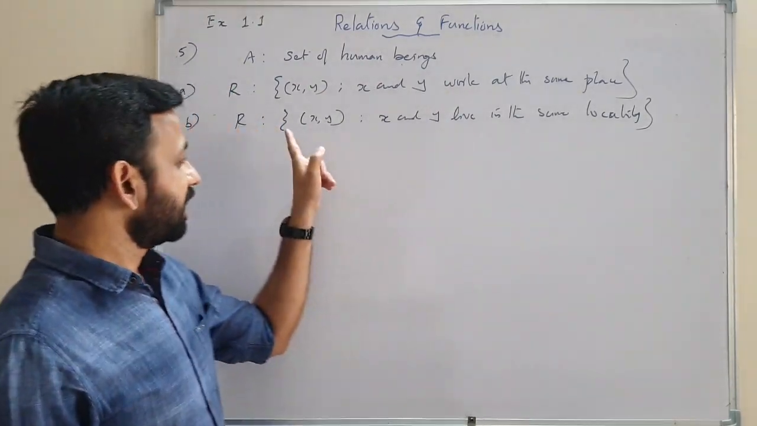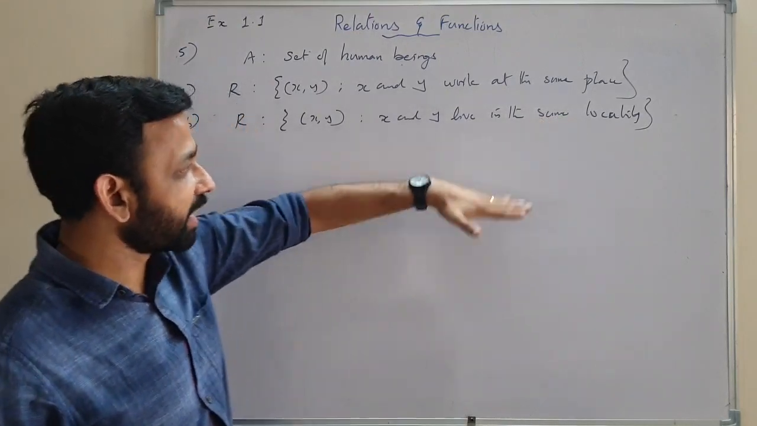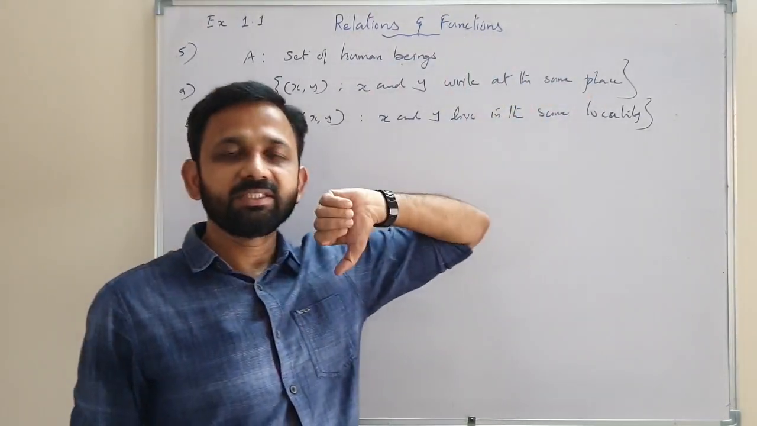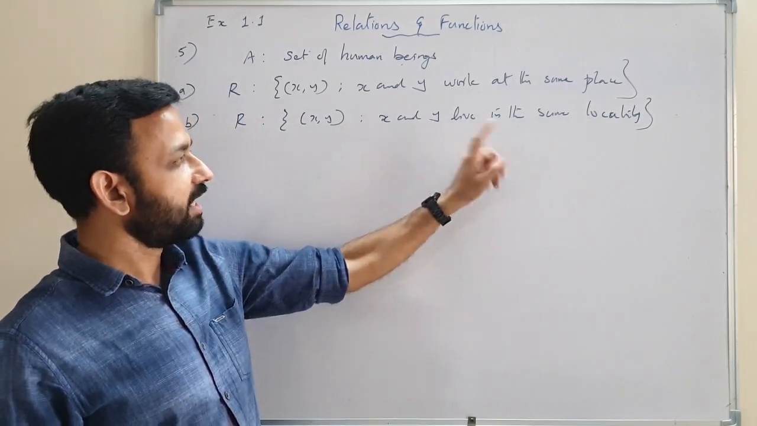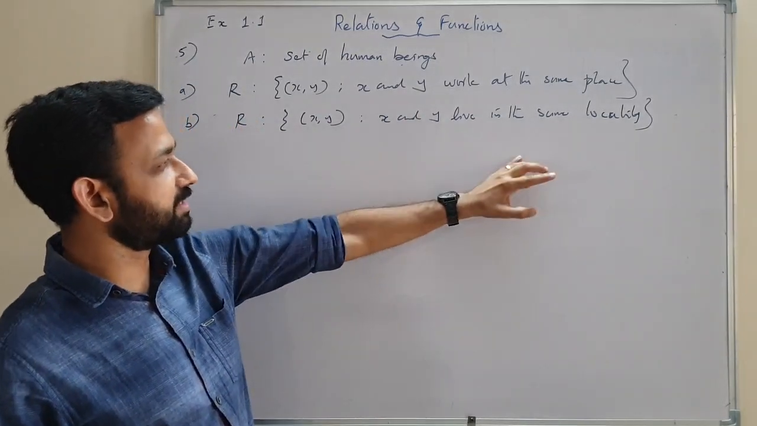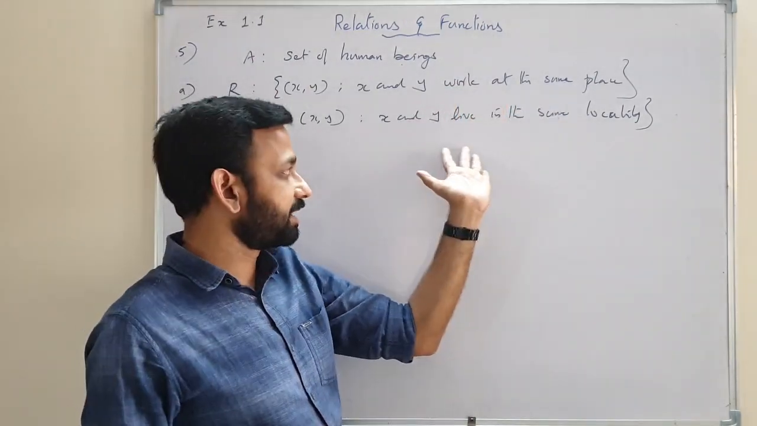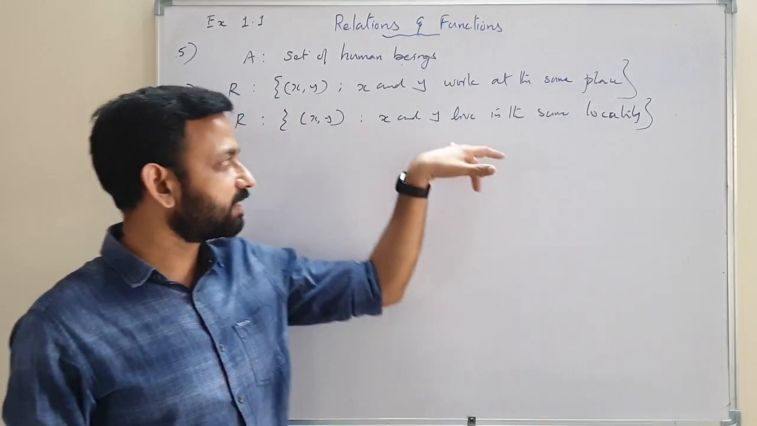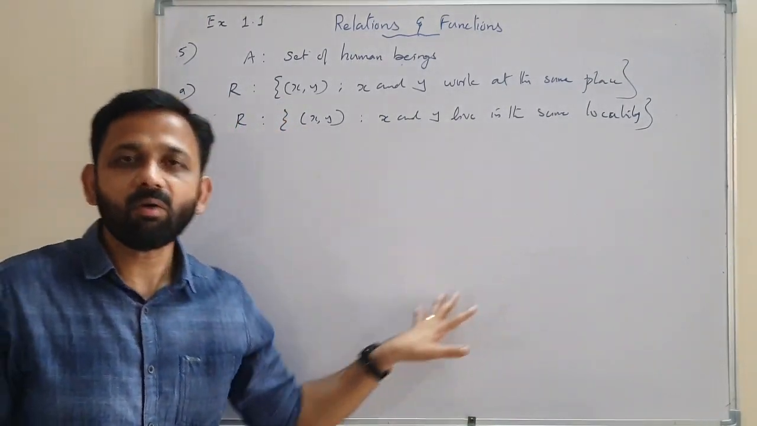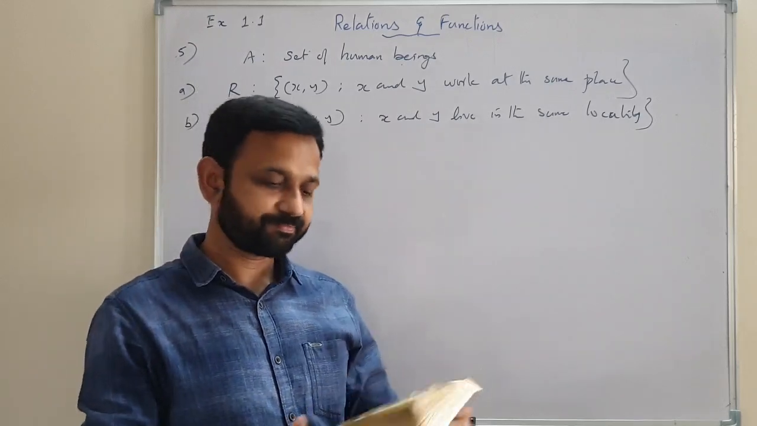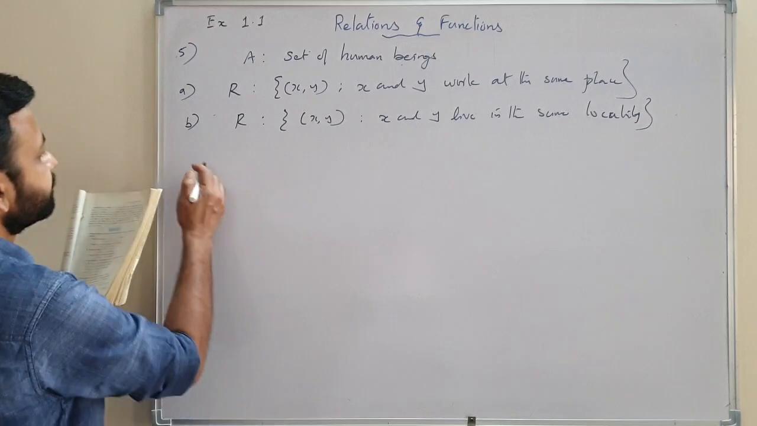That means x and y live in the same locality, and y and z live in the same locality. If x and y live in the same locality and y and z live in the same locality, then x and z live in the same locality, so it is transitive. So this one is reflexive, symmetric and transitive, but we need to write all the steps in a proper way. Now we can do C part.